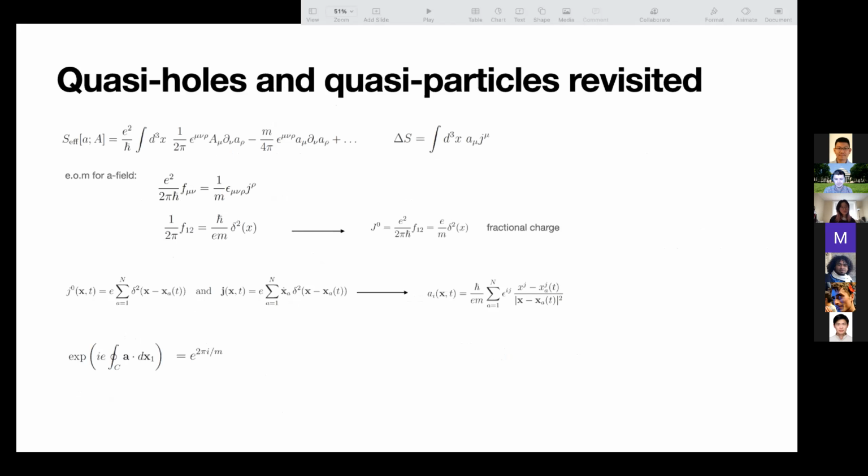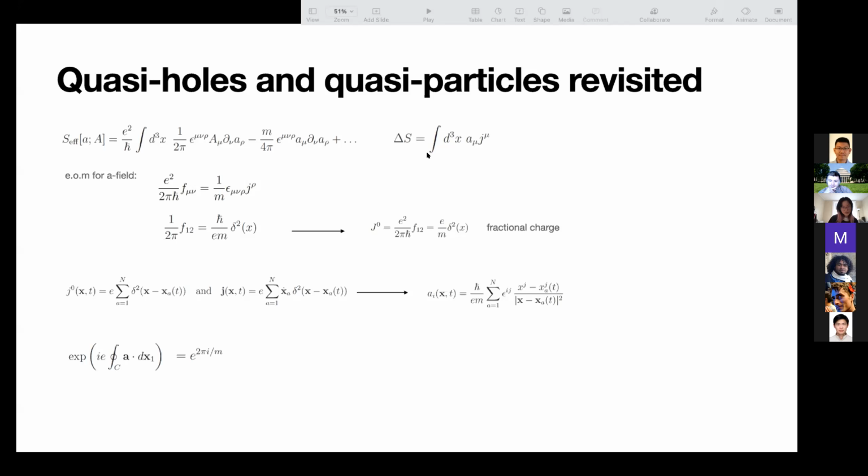So from the Chern-Simons theory, we can also calculate the quasi-holes and quasi-particles. We consider quasi-holes and quasi-particles and their statistics. I think if you take Xiaogang's class, this is one of the homework problems.